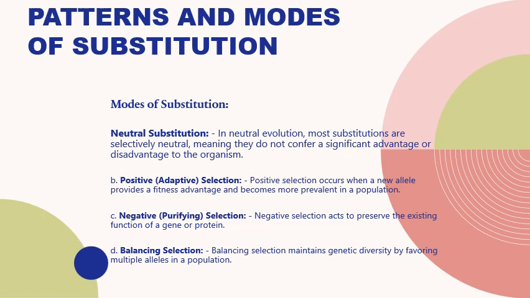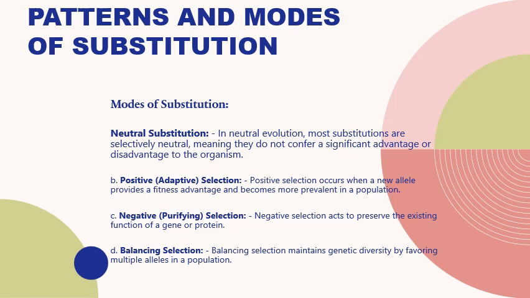Next, we'll move on to negative selection, or purifying selection. Negative selection acts to preserve the existing function of a gene or protein. It leads to a reduced rate of non-synonymous substitutions because most mutations are deleterious and eliminated by natural selection.